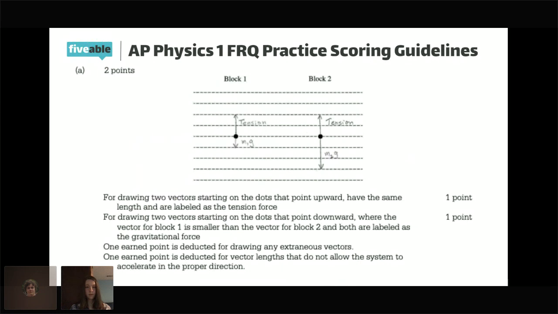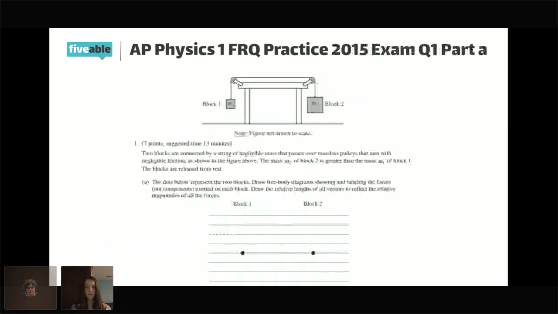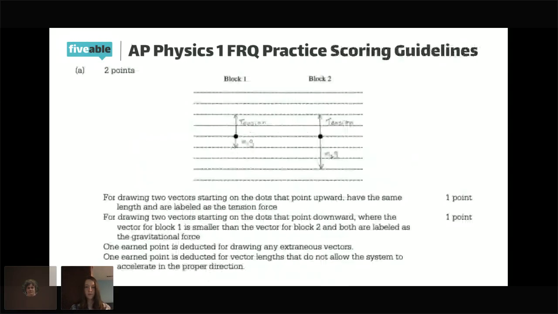But it explicitly tells you that M2 is greater than M1. So the force of gravity for M2 should be greater. It shows that in the diagram, and the tensions are equal, so their lengths should be equal. On top of that, gravity is pointing down. The strings are attached from the top of the block, so tension is going up. I feel like the directions are pretty intuitive.